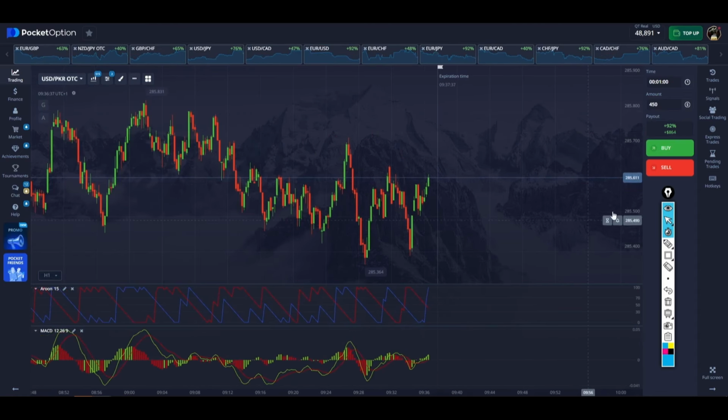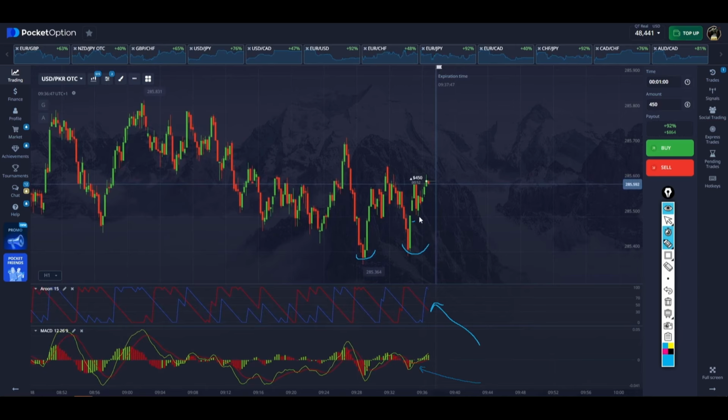All right, let's open one more trade on an exotic currency pair. I see a buy setup, there's a MACD crossover and fresh buyer dominance on the Aroon indicator. Let's watch how the final trade closes in this trading session.